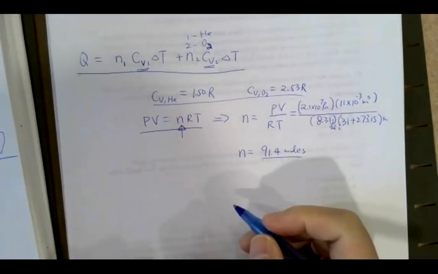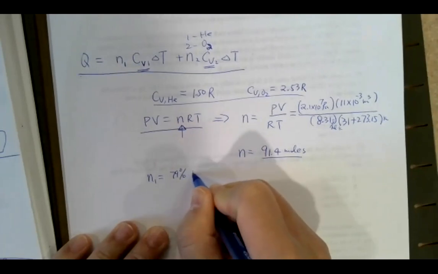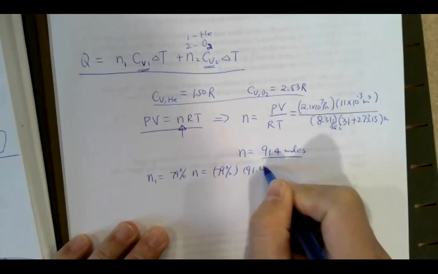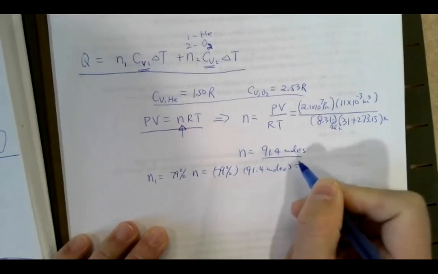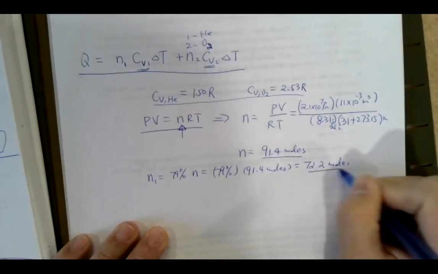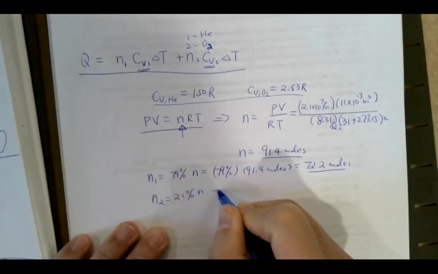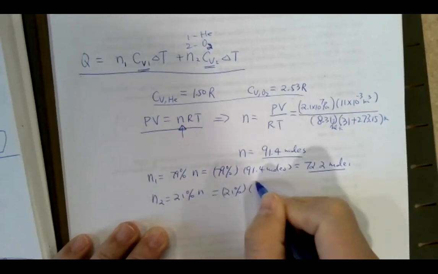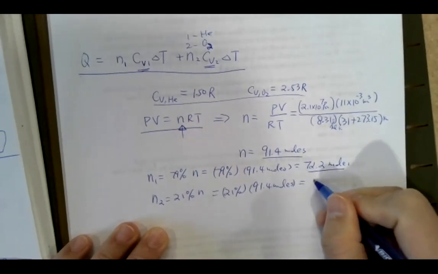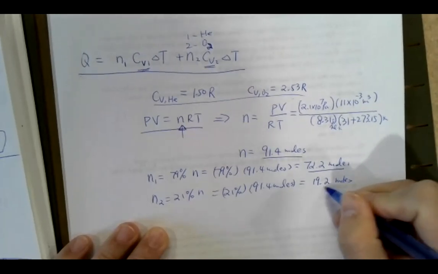Then N1 for the helium should be 79% of the total. So 79% of this 91.4 moles would be 72.2 moles. For oxygen it's 21% times that. So 21% times 91.4 would be 19.2 moles.